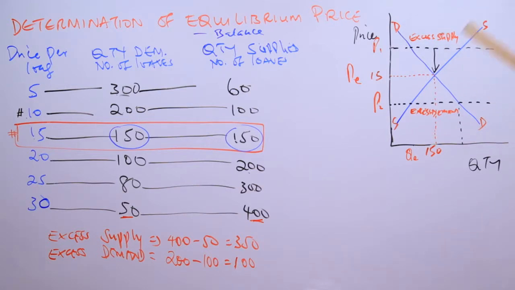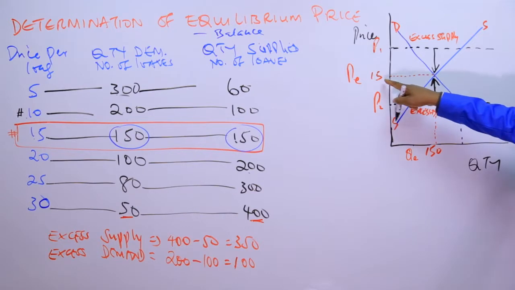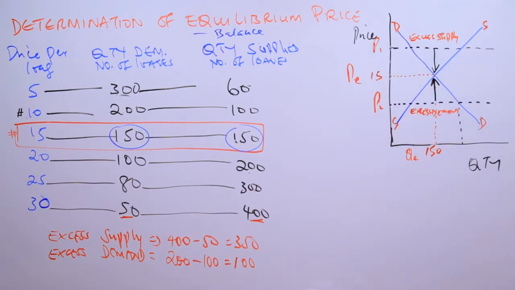So how will buyers behave? The buyers will then be forced to increase their prices towards the equilibrium price in order to attract more supply. So these are forces. This is what we are calling forces until we have the equilibrium price and the equilibrium quantity.